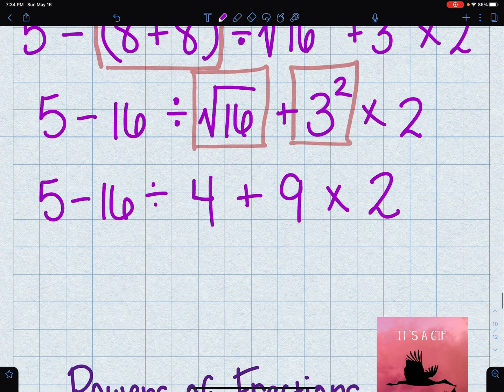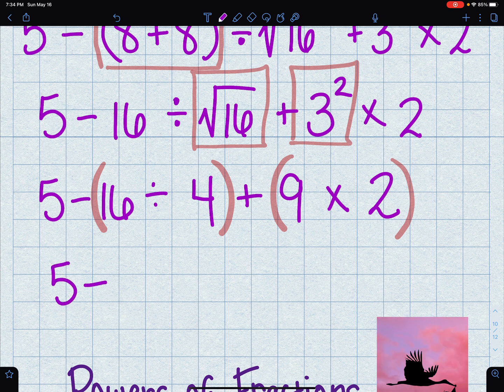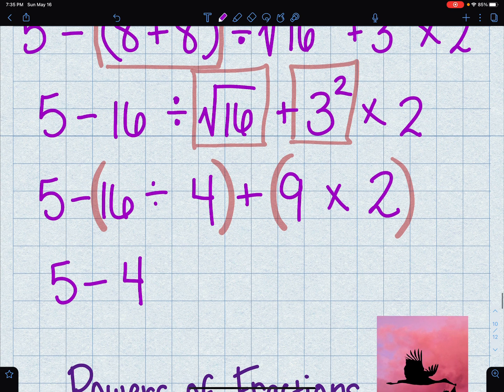Okay, now we're going to do, please excuse my dear, so multiply and divide. So I'm going to multiply and divide. So we got to do that division, and we got to do this multiplication. So we're going to do 5 minus, what's 16 divided by 4? It's going to be 4. And what's 9 times 2? 9 times 2 is going to be 18.